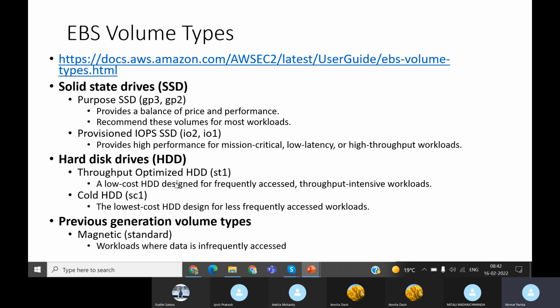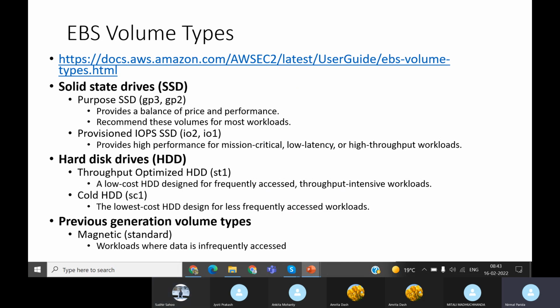These have two types: throughput optimized HDD, ST1, a low cost HDD designed for frequently accessed, throughput intensive workloads. And another is cold HDD, the lowest cost HDD designed for less frequently accessed workloads. Apart from that, there are some previous generation volume types, like magnetic standard, for workloads where data is infrequently accessed. So suppose you are not going to access much data and you don't have many operations, you can also use this magnetic standard.